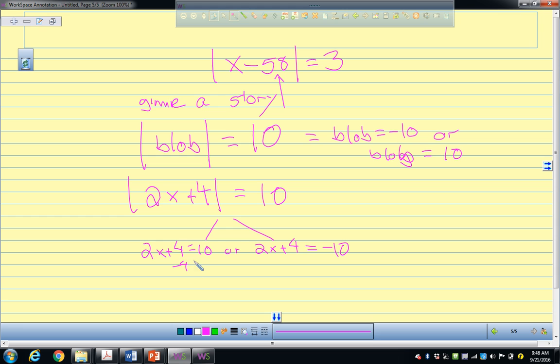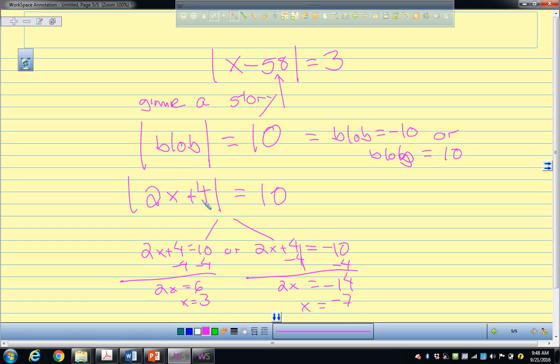This you'd subtract 4, you'd get 2x equals 6, x equals 3. And here you would do the same thing. Minus 4, subtract that, you get 2x equals negative 14, x equals negative 7.